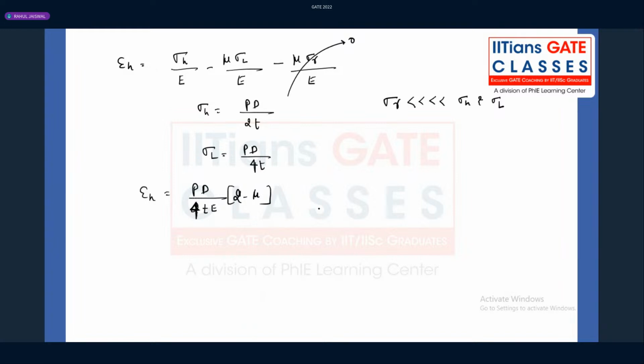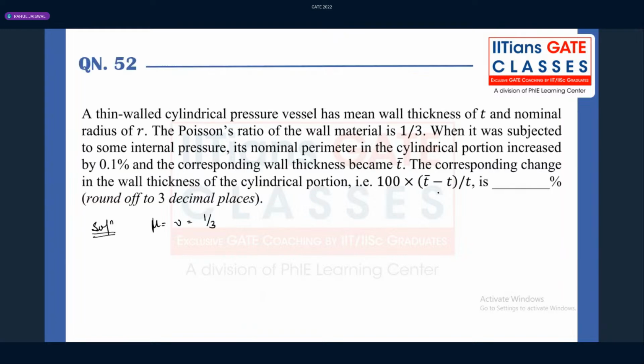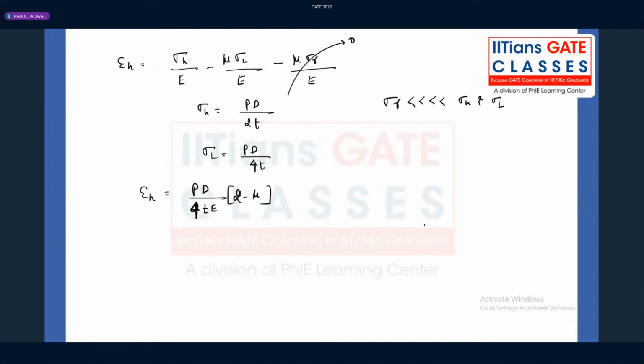What they have given in the problem, read the particular problem, guys. They have given in the problem, it is subjected to some internal pressure. It's a nominal parameter. Nominal parameter means nominal radius. That means there is a radial strain. What is happening with the radius? The radius is getting increased by 0.1%. That means the hoop strain value they have given in the problem is 0.1 percentage.